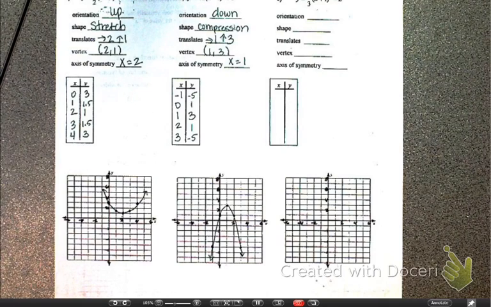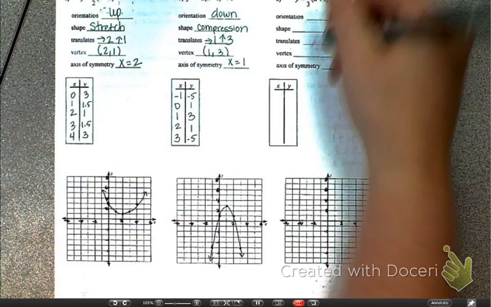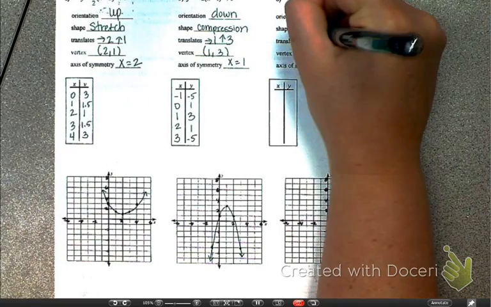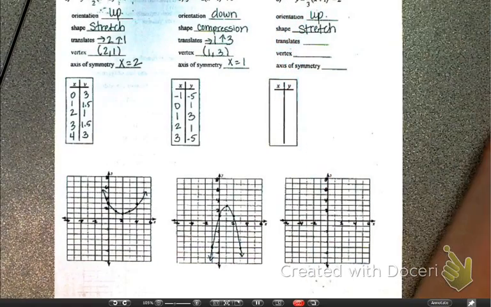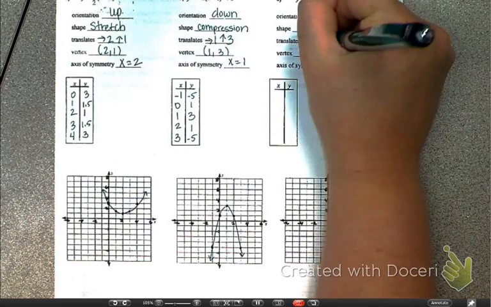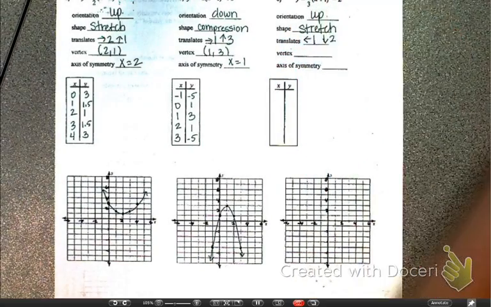Okay, the last one was probably the hardest, and not in the sense that it was any harder, but you got a not as nice decimal. So first of all, the orientation is up. The shape is a stretch. It shifts to the left 1 and down 2. My vertex is at (-1, -2), and my axis of symmetry is x equals -1.